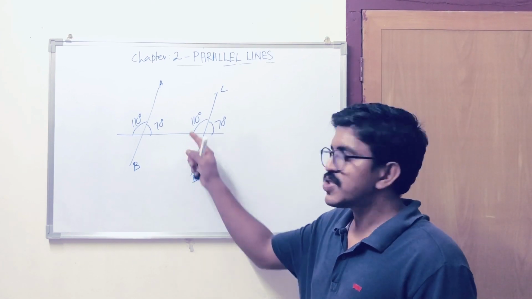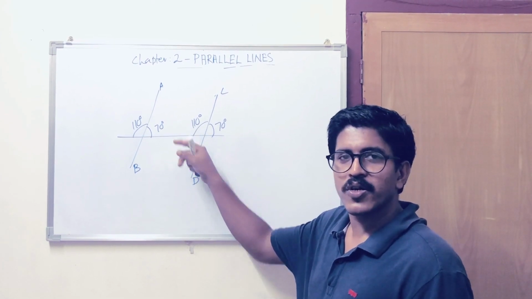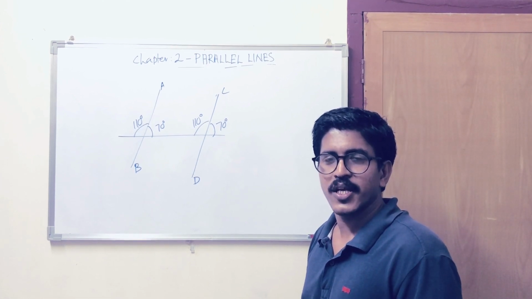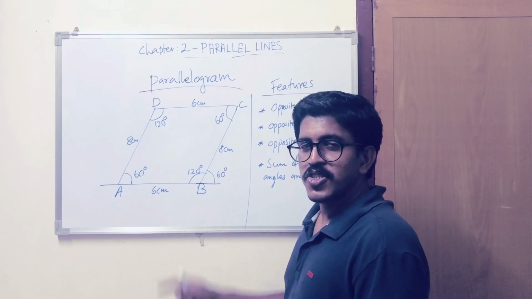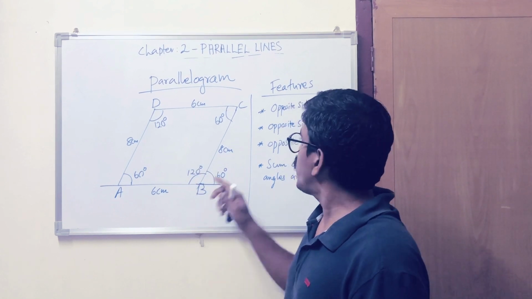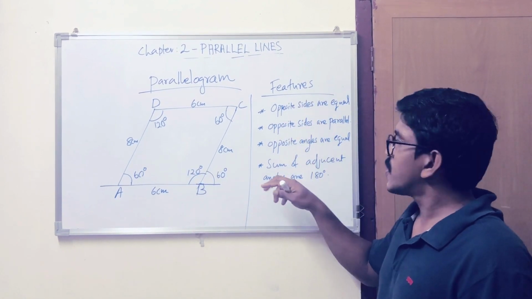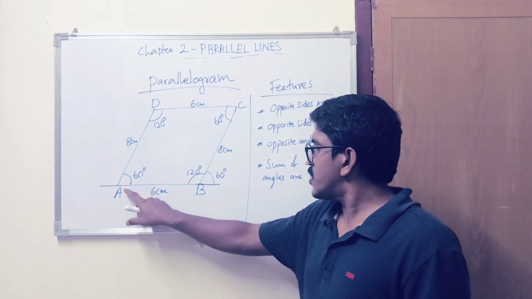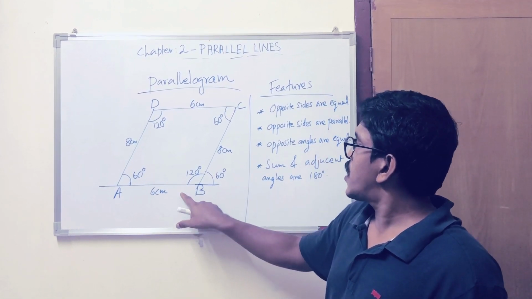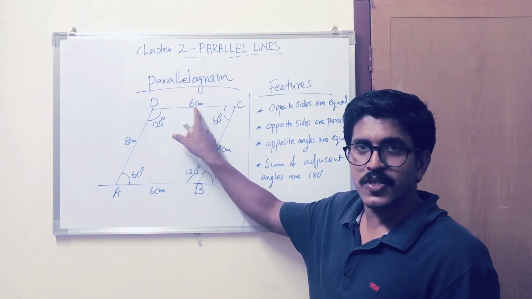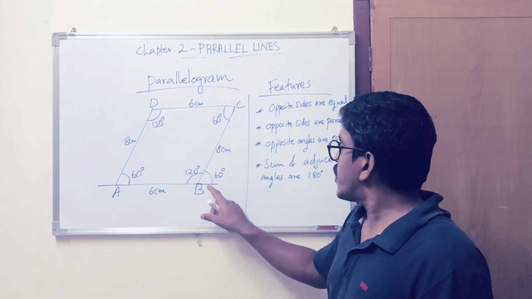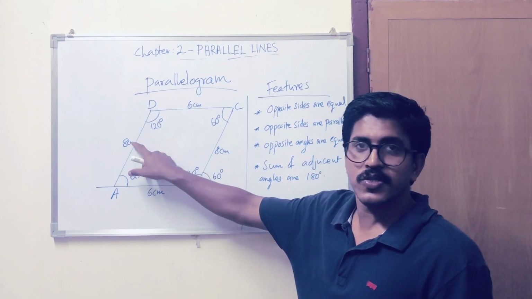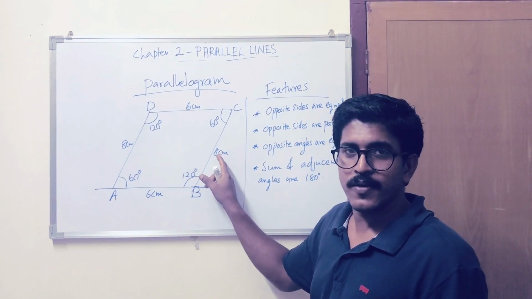We use this slanted parallel line to draw a parallelogram, which is a quadrilateral in geometry, which we are going to study next. This is the parallelogram we just mentioned. Now we can look at its features. First, opposite sides are equal. You can see here the line AB equals 6 cm and CD equals 6 cm. That is, opposite sides are equal. Here BC equals 8 cm and AD equals 8 cm. That means here also the opposite sides are equal.